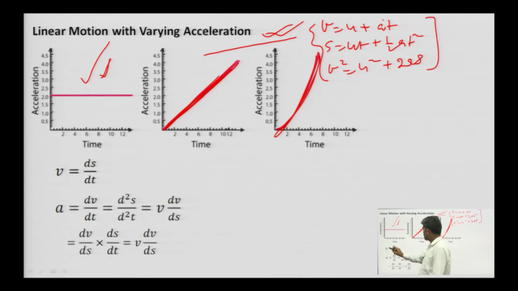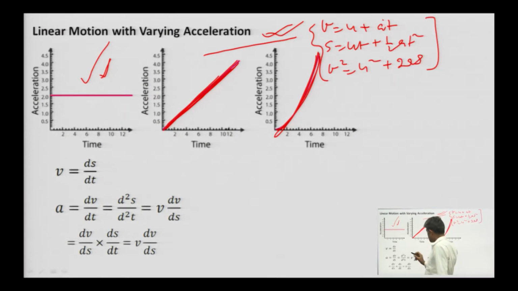Let us take v is equal to ds by dt, that is the velocity. Then acceleration is dv by dt, meaning d2s by dt2, which is equal to v into dv by ds. That expression we will use to derive.